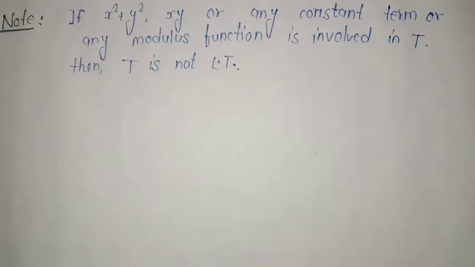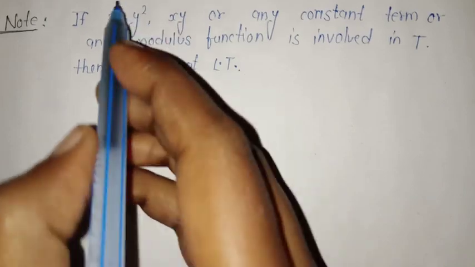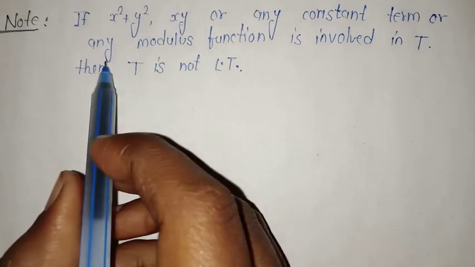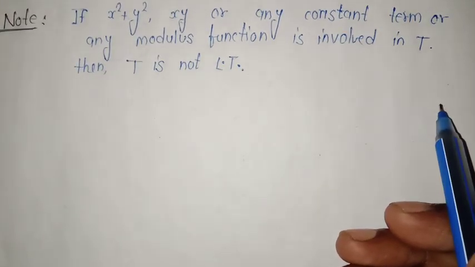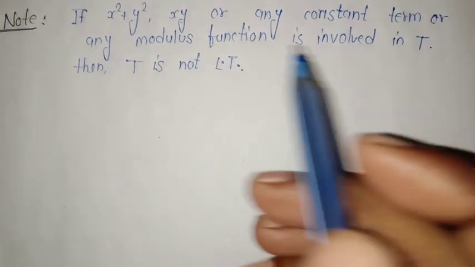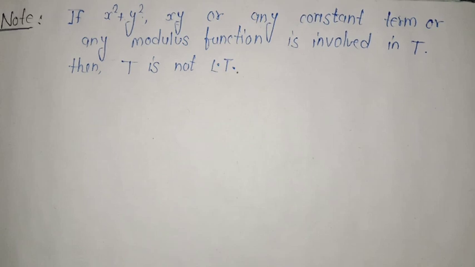The note point is: if x square, y square or xy, that is, a term which has degree more than 1, or any constant term, or any modulus function is involved in the transformation, then we can directly say that T is not a linear transformation. As we have seen in the above examples, there were x square and y square, and there was a constant term in the second example. So with the help of this note point, we can directly say that the transformation is not linear. So let's have some questions regarding the transformation.